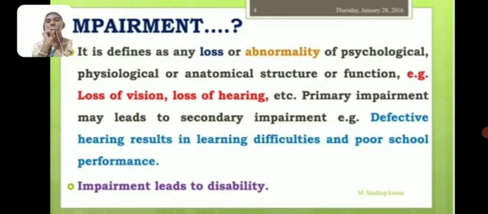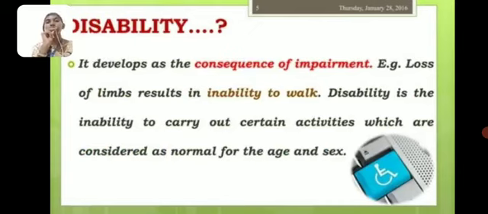It is defined as any loss or abnormality of physiological, psychological, or anatomical structure or function. Example: loss of vision, loss of hearing, etc. Primary impairment may lead to secondary impairment. Example: defective hearing results in learning difficulties and poor school performance. Impairment leads to disability.